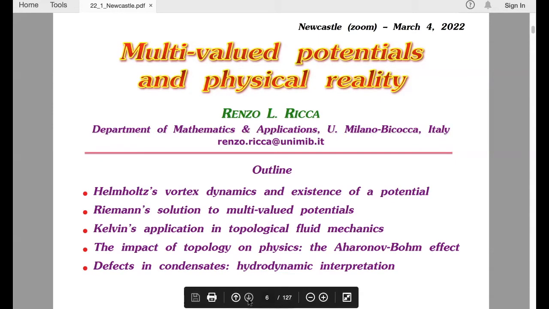Then I will move to very recent work done on condensates, in particular defects, and I'll take this so-called hydrodynamic interpretation to keep going on this relationship between potentials and physical effects. And I'll consider a very modern technique based on Kleinert's work and the application of multivalued gauge theory to defects, and then conclusions. So this is the outline of my talk.